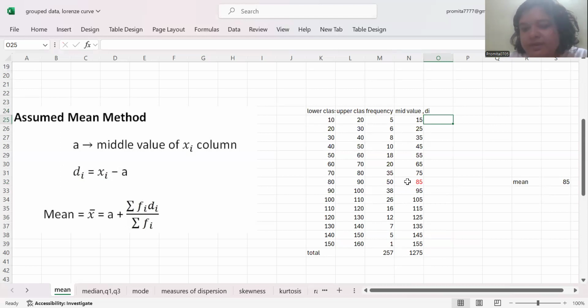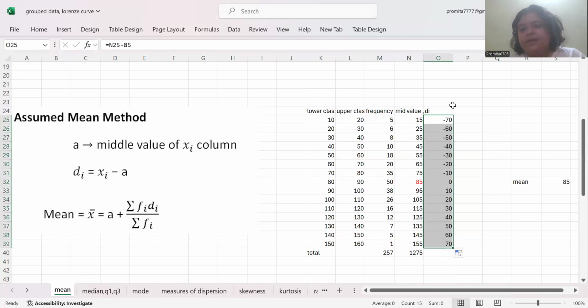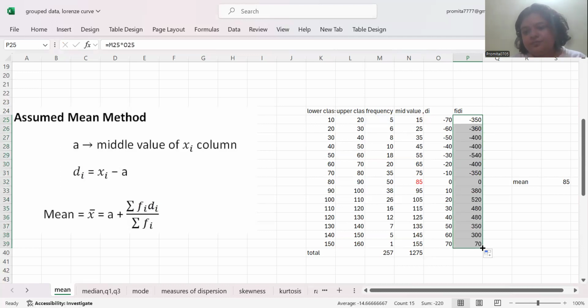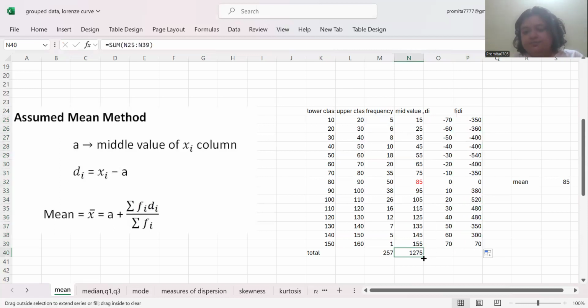So here my middlemost mid value is 85. So we will calculate the distance of each mid value from 85. So this is my assumed mean. Next, we calculate the fidi. So it's basically equal to frequency into di, and then we drag and drop. So then we calculate the total.